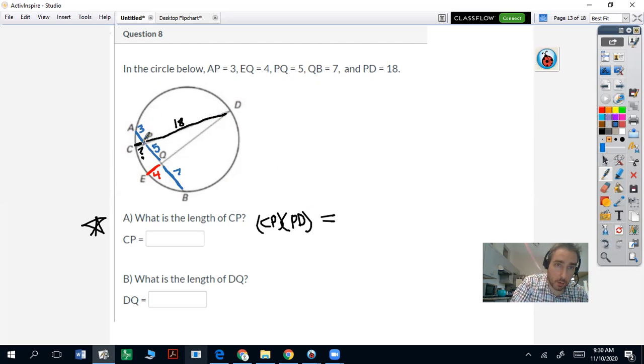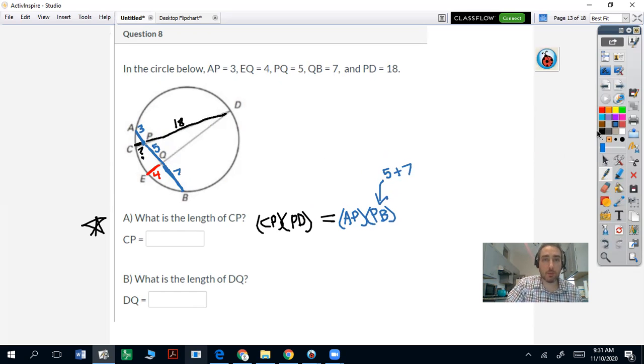P is that point where it separates them, okay? So it's going to be AP times from P to B. Got to go all the way to the end of the circle. So it's going to be PB. Not PQ, not QB, but PB. And remember, PB is PQ plus QB. So it's going to be 5 plus 7.